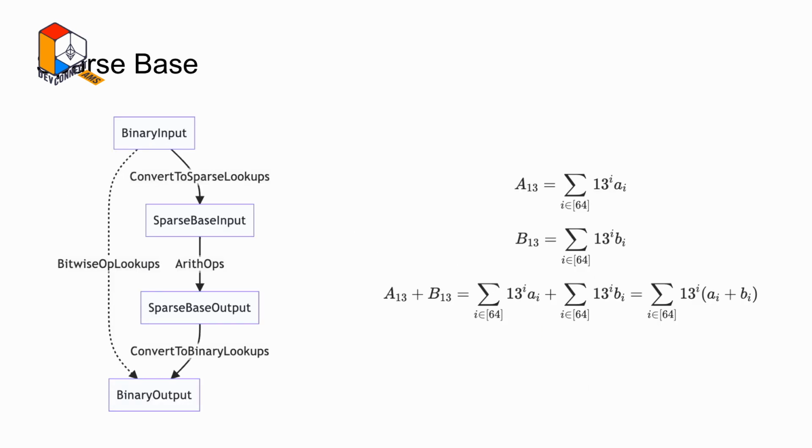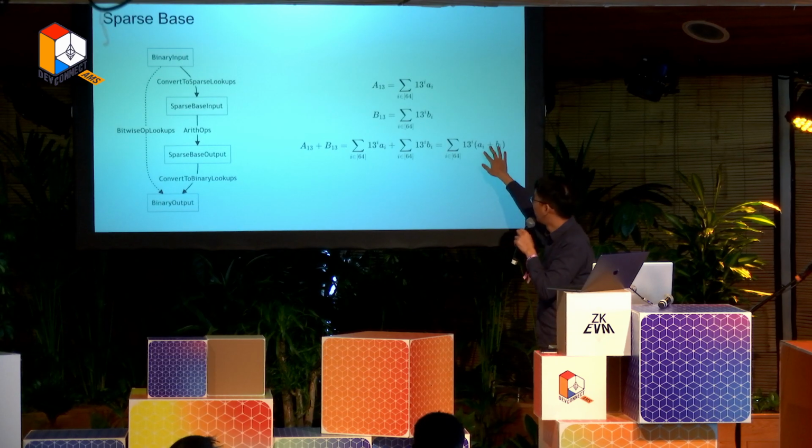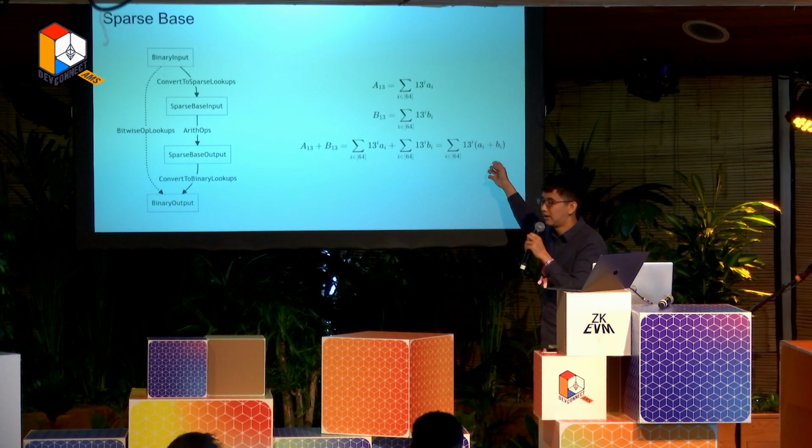So we use this sparse space approach. The sparse space is, instead of using the binary base, we use, like, base 13, and then A_i and B_i are still bits, and then we can add A and B together. This is just one addition in the circuit, but then we would get this thing, and we then have to find another injective mapping to map this arithmetic sum into the bitwise operation result.